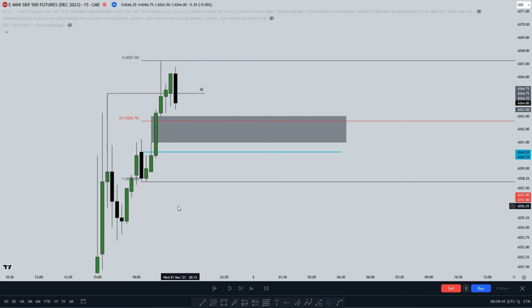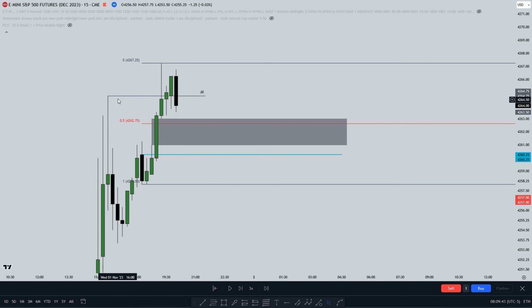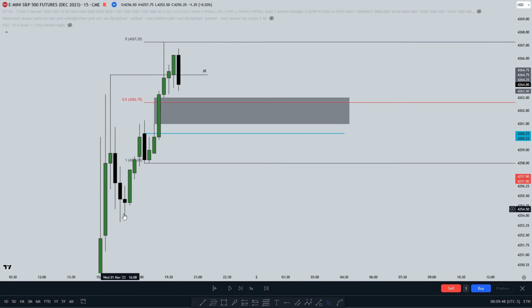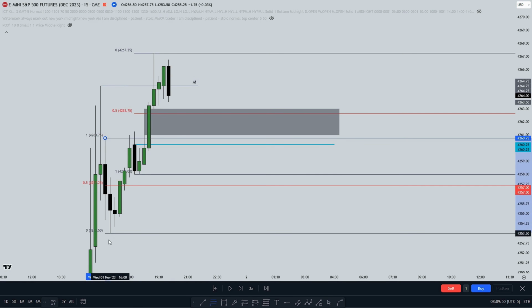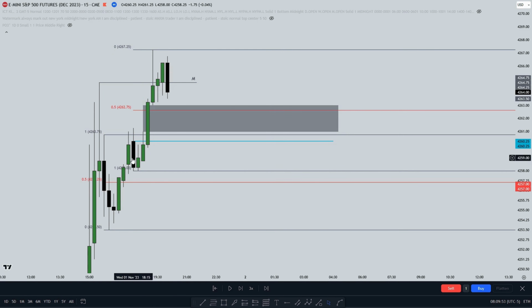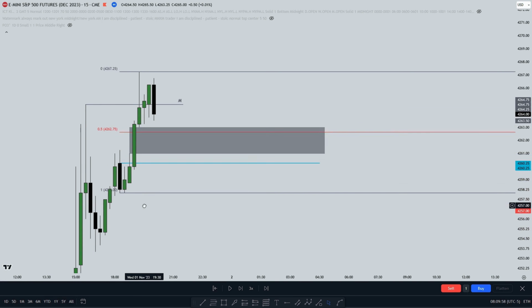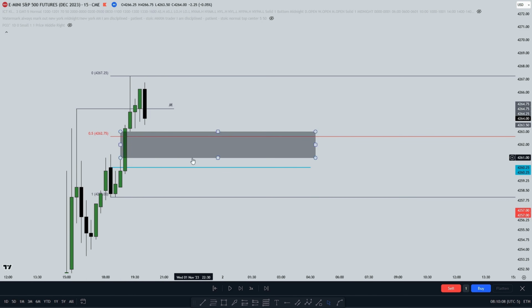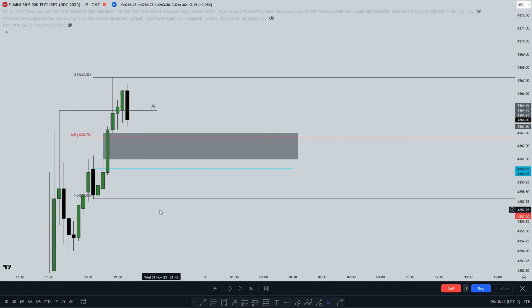So for this example, we have a mitigation block. As you see right here, we have these failure swings, and these failure swings could also be used as order blocks. So that means this candle becomes a propulsion candle because we don't touch the mean threshold. And then we also could use our Fibonacci tool to determine the premium and discount from this low to this high. And in the discount, we have a fair value gap. So now we have a lot of ICT concepts that we could combine. So now let's see what happens.